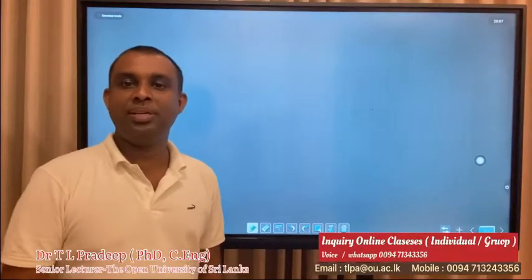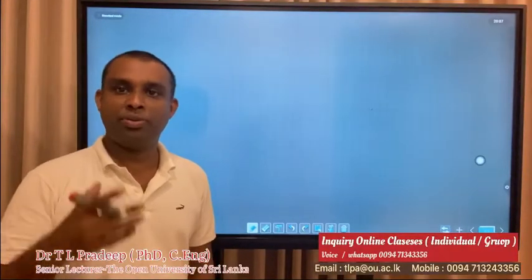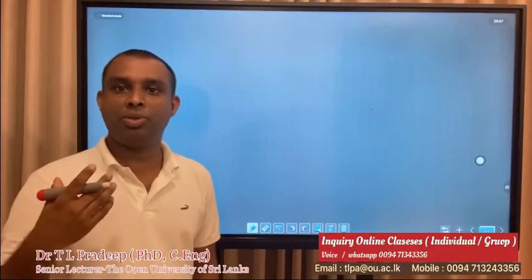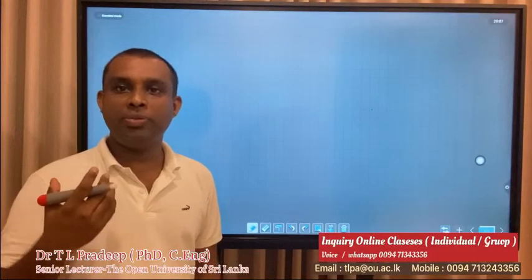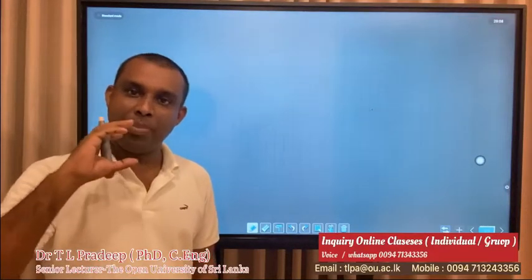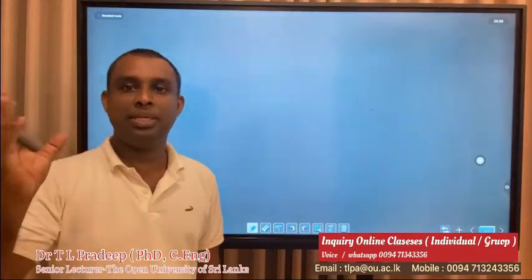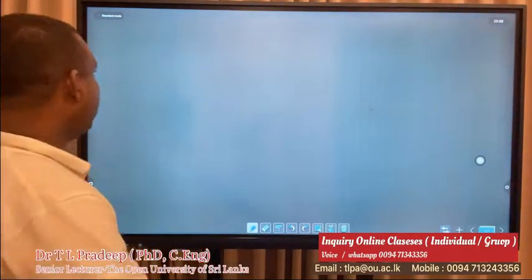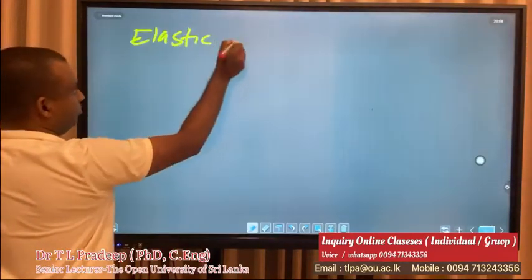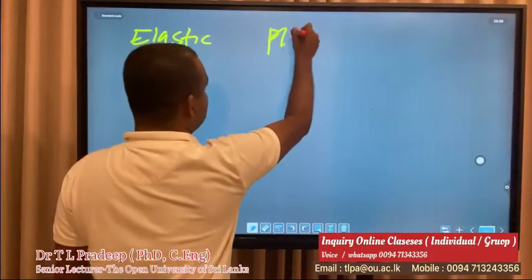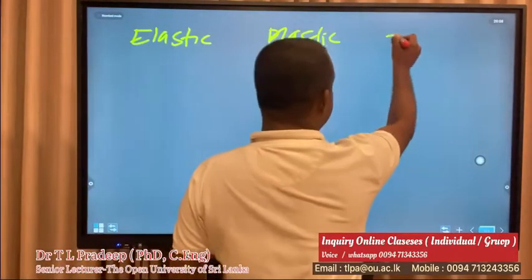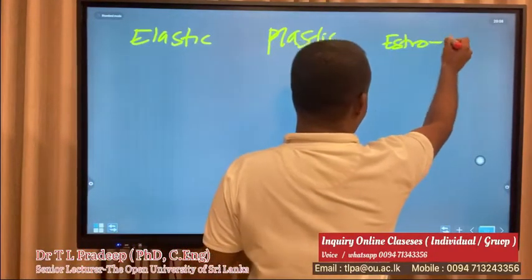Good day to everyone. Today we are going to talk about one of the most important material behaviors in structures, that's called the stress strain. So before that, I think we all need to understand what are the material behaviors which we consider in engineering. One is the elastic. The second one is plastic. The third one is elastoplastic.